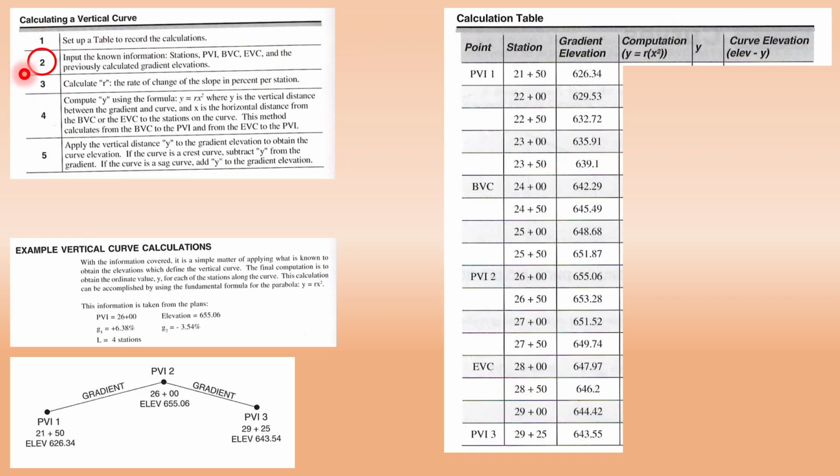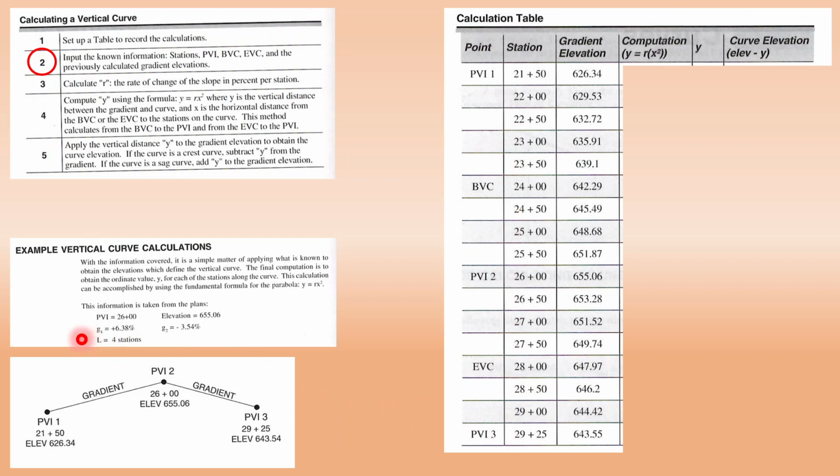Step 2 is take the information that you already know and start to populate your table, right? We know our gradient lines had a PVI1 at this station and that elevation, a PVI2 at 26 plus a pair and that elevation, and a PVI3 at this station and that elevation. And for this example, we're going to go every 50 feet, right? We started at 21 plus 50. We're just going to go every half station all the way from the PVI1 out to PVI3.